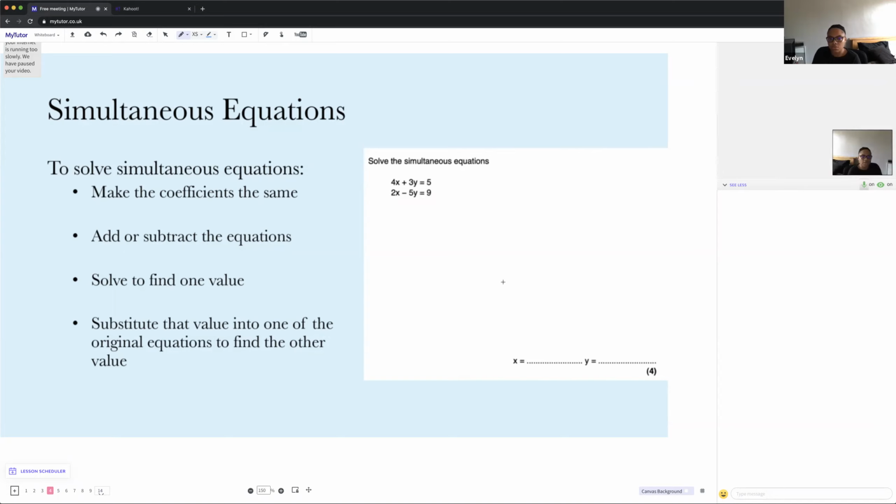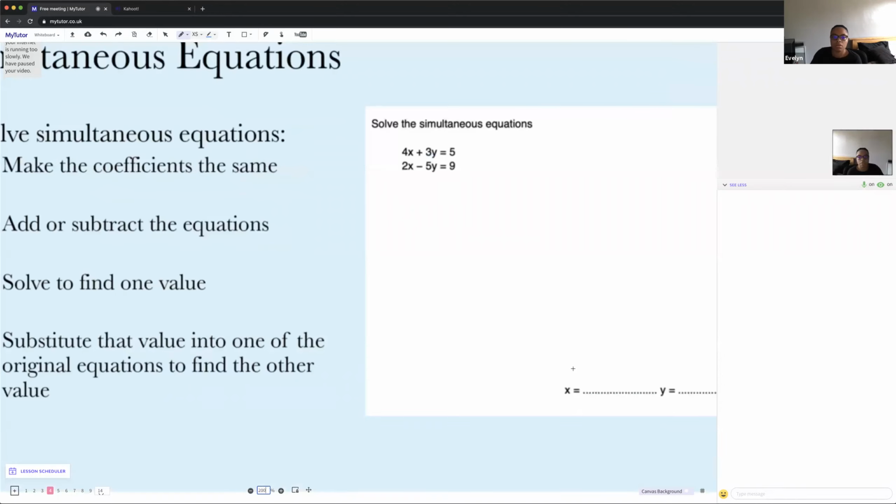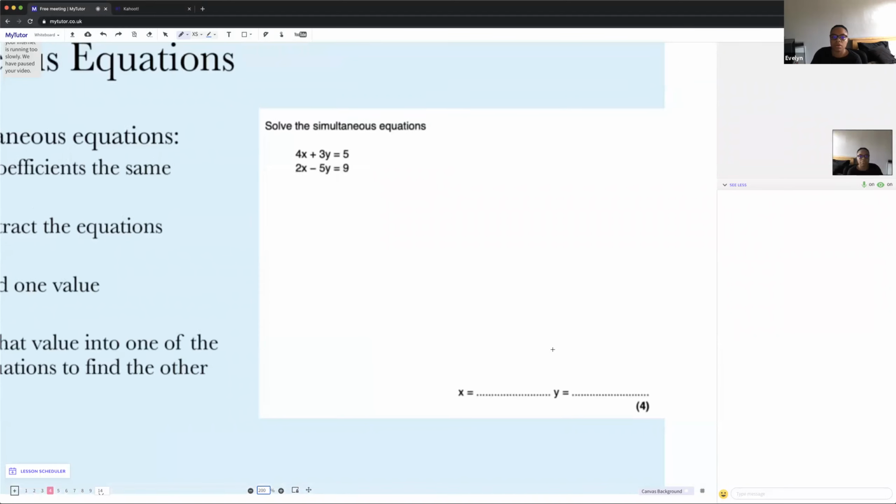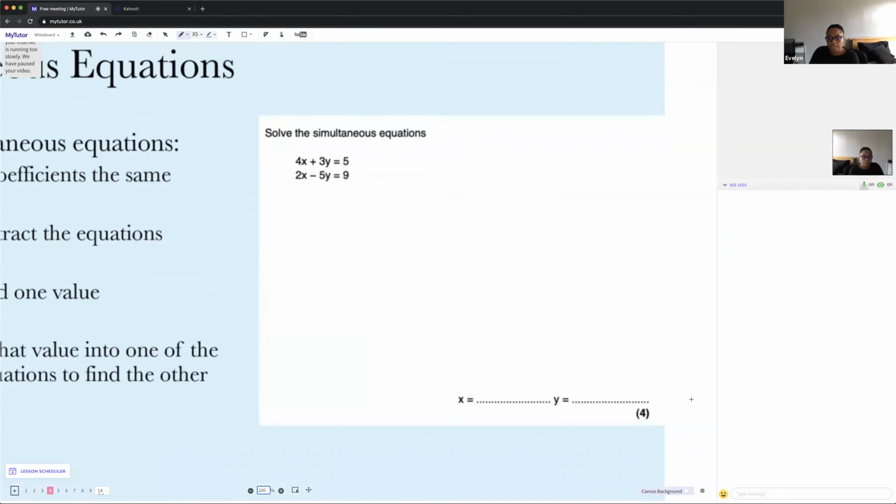So this one is a question worth 4 marks. I'll zoom in for this one as well a little bit. Right. This one is worth 4 marks. I'd like everyone to have a go at this one. So remember, first make either the x coefficients the same or the y coefficients the same, and then add or subtract to eliminate a letter, and then solve and then substitute.